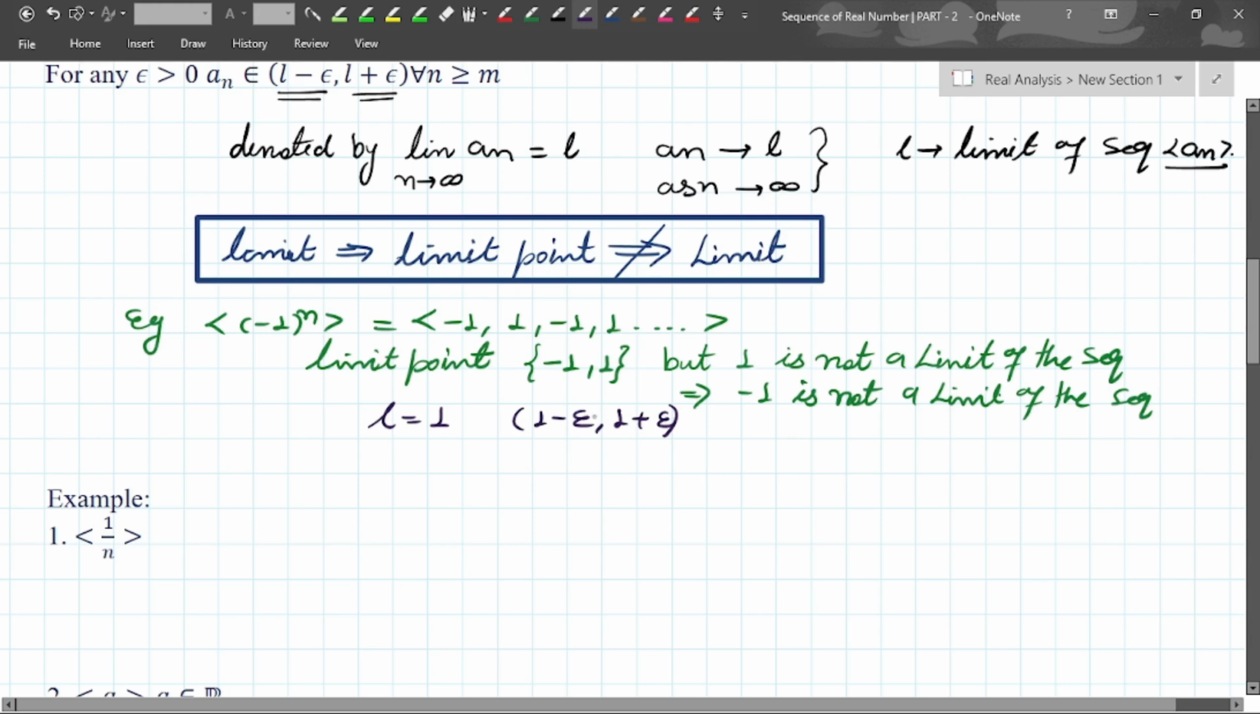This does not belong to this particular neighborhood of this particular L. So this is the reason that 1 and minus 1 are not a limit of this particular example. Okay, and this is one of the important reasons.